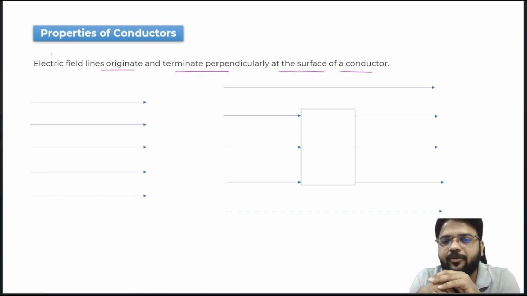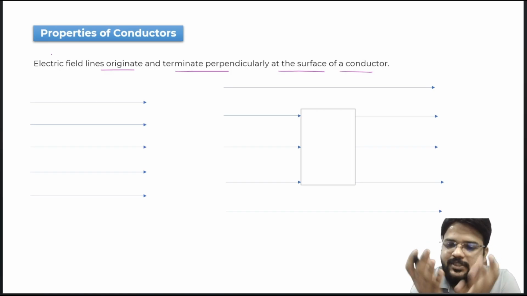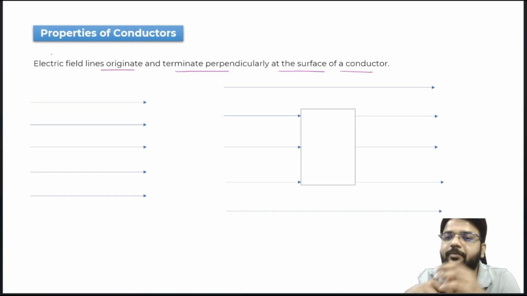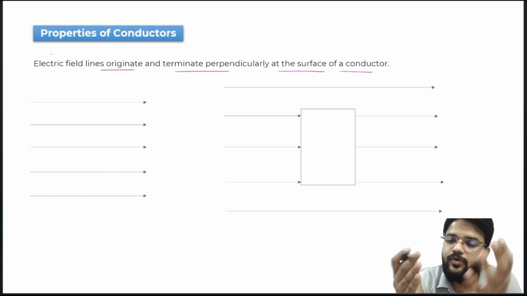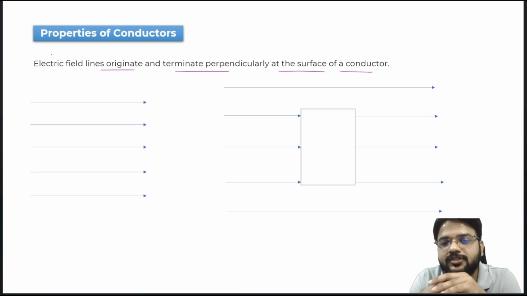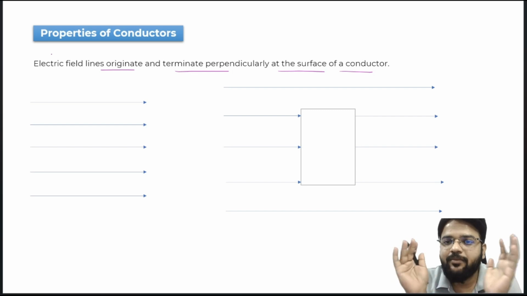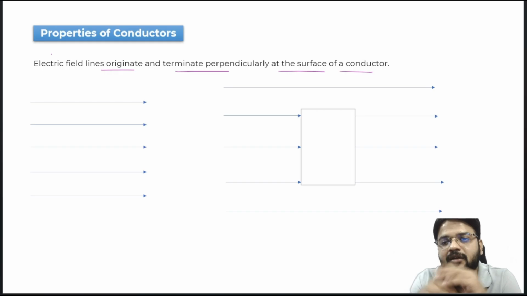And why is it happening, everyone? Why is it perpendicular? Because when the field line is perpendicular to the surface, then the charge present on the surface is in equilibrium condition. Because the net force acting on that charge is what? It is zero. Then only it can be in equilibrium condition, and we are assuming here all the charges are in equilibrium condition. So when it is in equilibrium condition, the field should be perpendicular to the surface. This is the reason behind this, everyone.